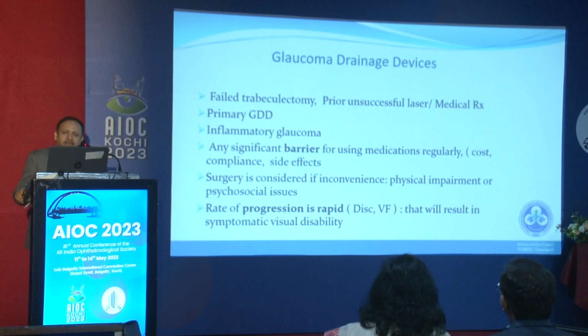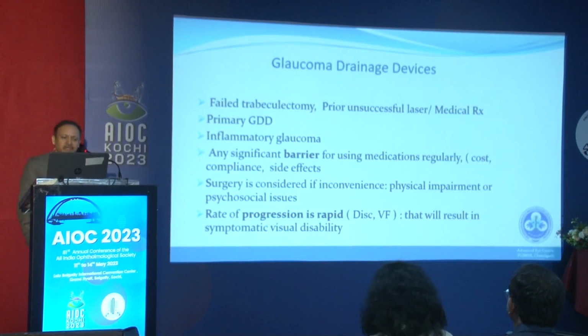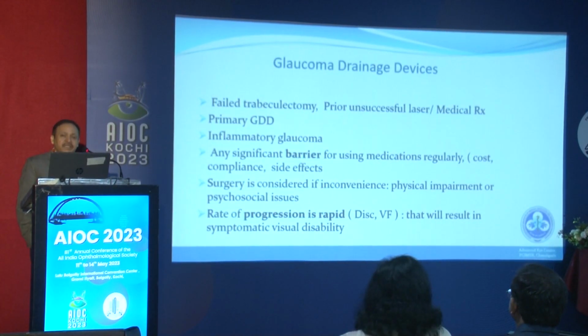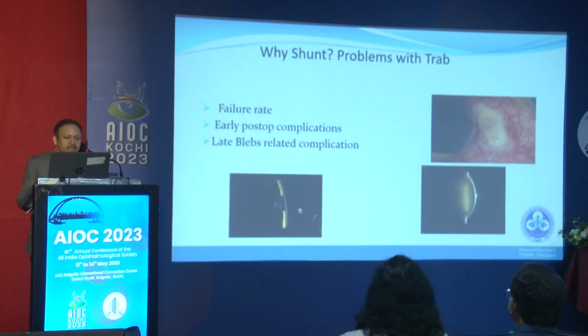So glaucoma drainage device indications are basically a failed trabeculectomy, inflammatory glaucomas, or any significant barrier to the regular use of medications, or if it is inconvenient to the patient due to physical impairment or psychosocial issues, or if there is rapid progression despite the best medical management.